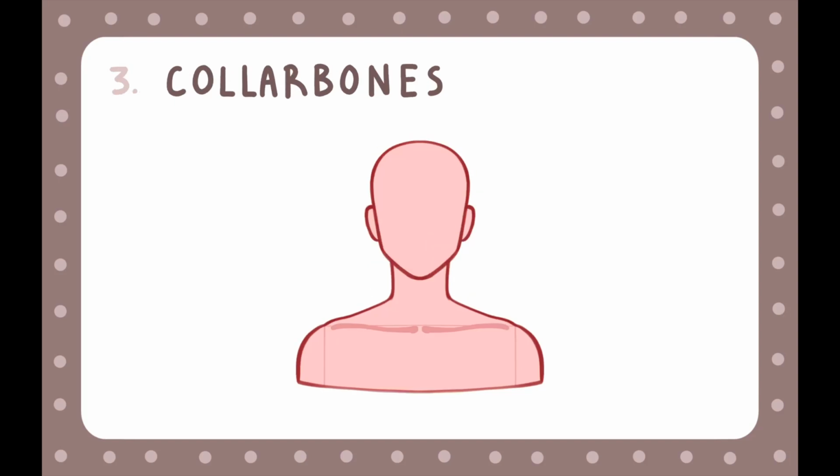Number 3 is the collarbones, also known as the clavicles. They meet at the sternum, which is centered right above the rib cage, and they each extend to either shoulder. Just like the neck muscles, the collarbones can be represented with a pair of lines.